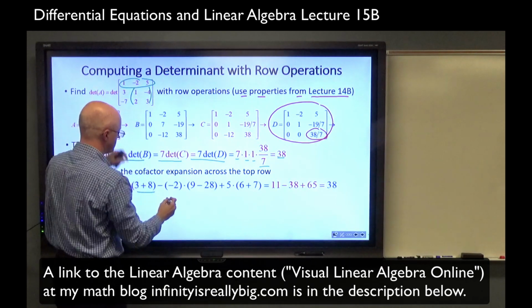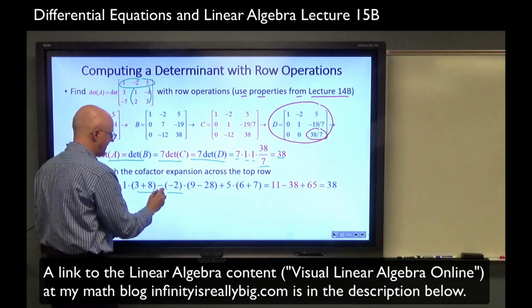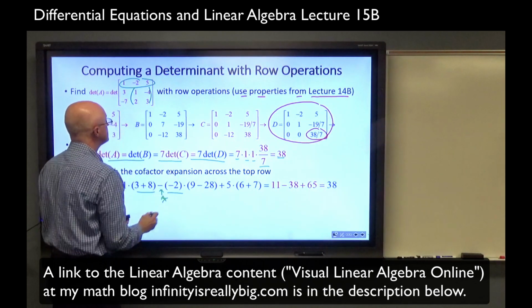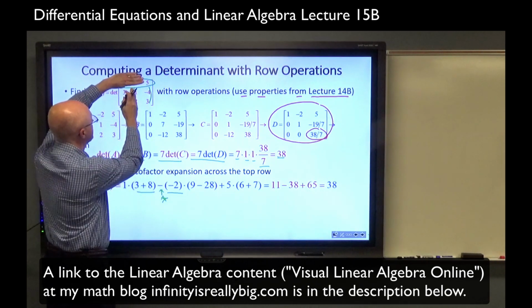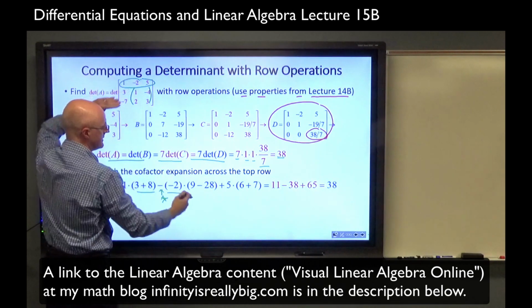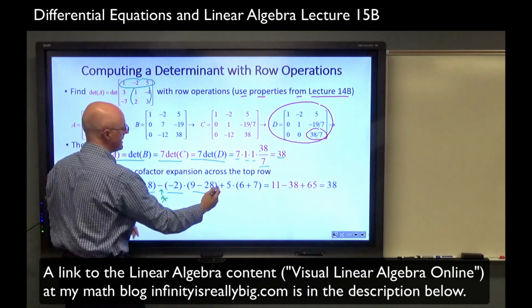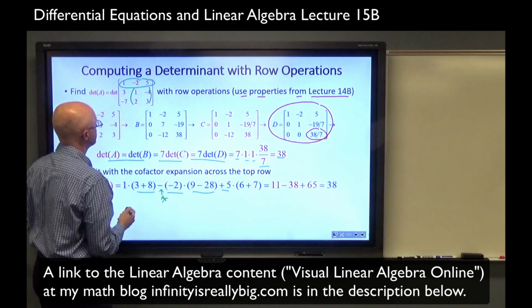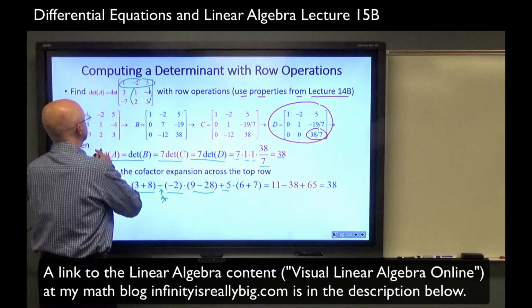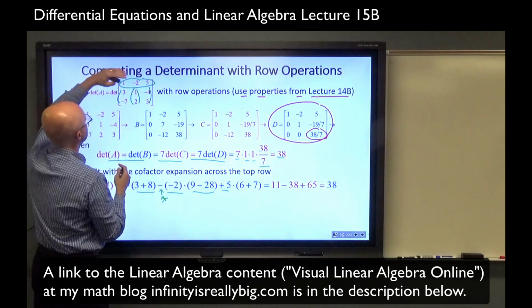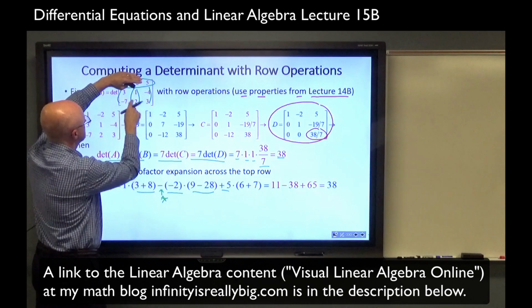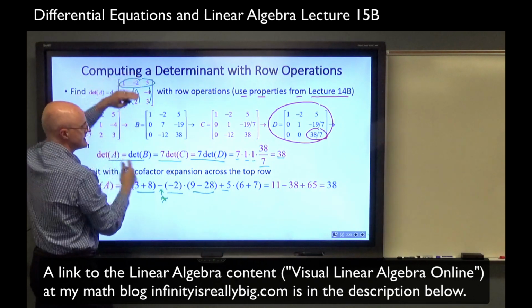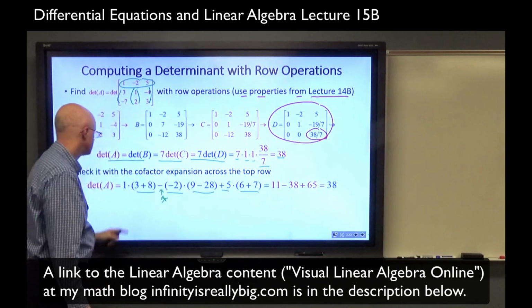Minus the next entry, which is negative 2. Don't forget this minus sign there. Times the determinant of the submatrix obtained by deleting this row and this column. You get a 9 minus 28, like you see there. Finally, plus 5, that's the last entry in the first row, times the determinant of this submatrix that you get by deleting the first row and last column. Its determinant is 6 minus negative 7, which is 6 plus 7. So you get 11.